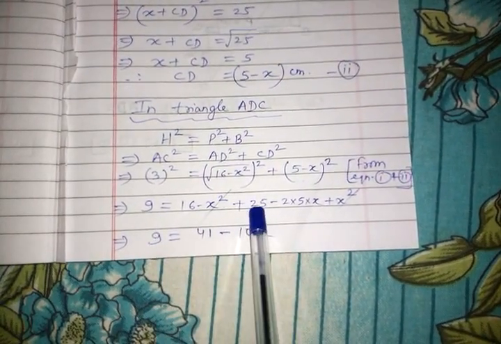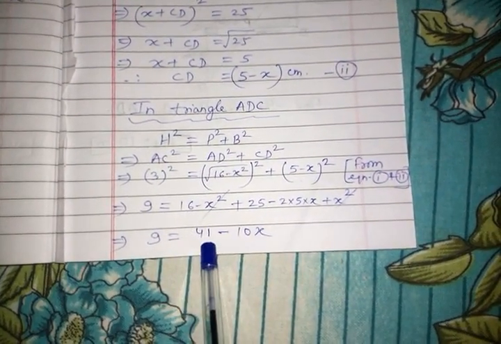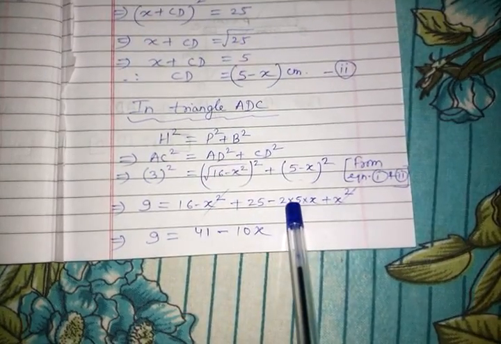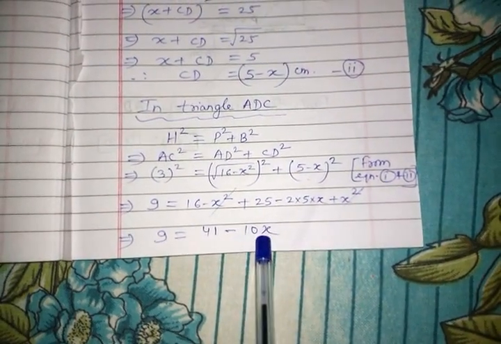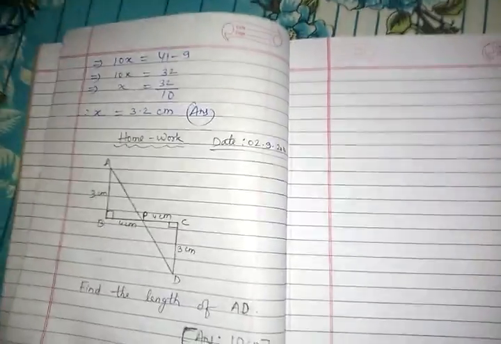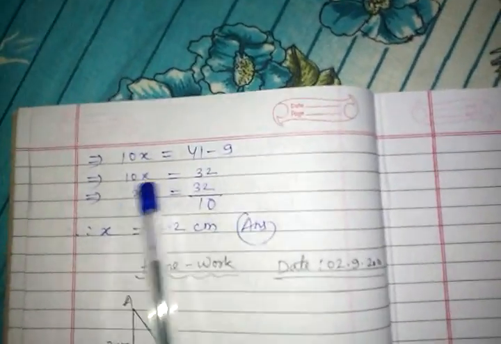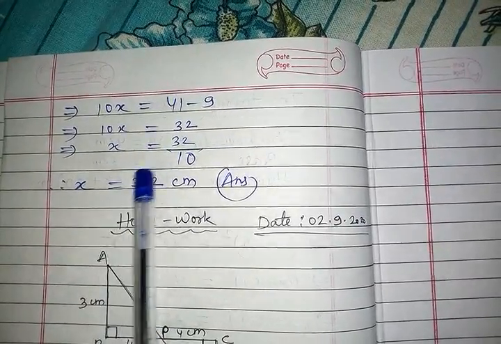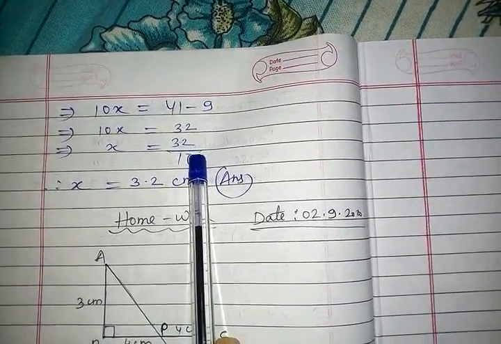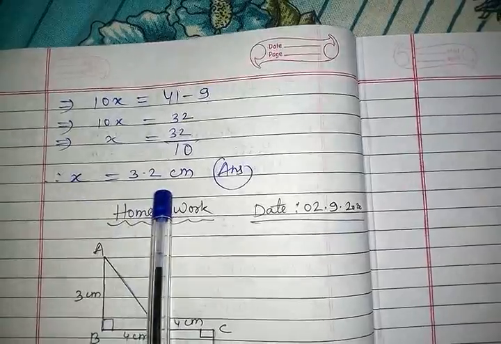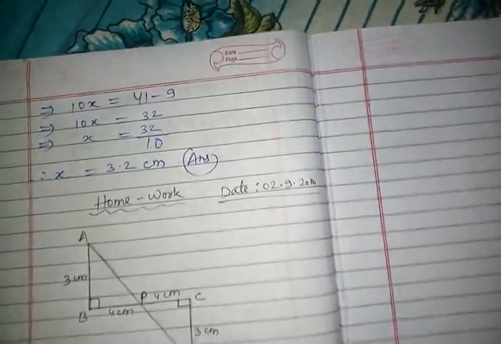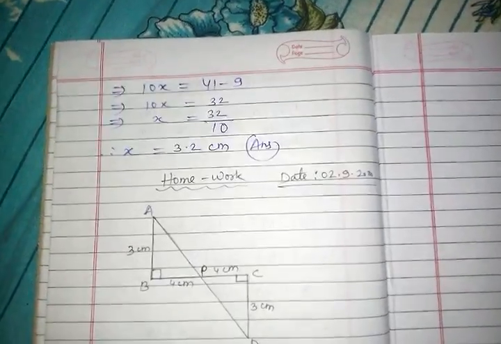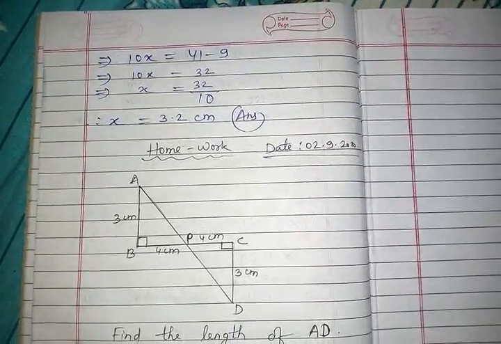Now 9 comes here, 25 and 16 added is 41, minus 10x, minus 10x will come this side, then we will have plus 10x equal to 41 minus 9, 10x equal to 32, x equal to 32 by 10, anything divided by 10 gives one decimal number, so x equal to 3.2. This is our answer, children. So see my video and do the homework given by me. Thank you, children.